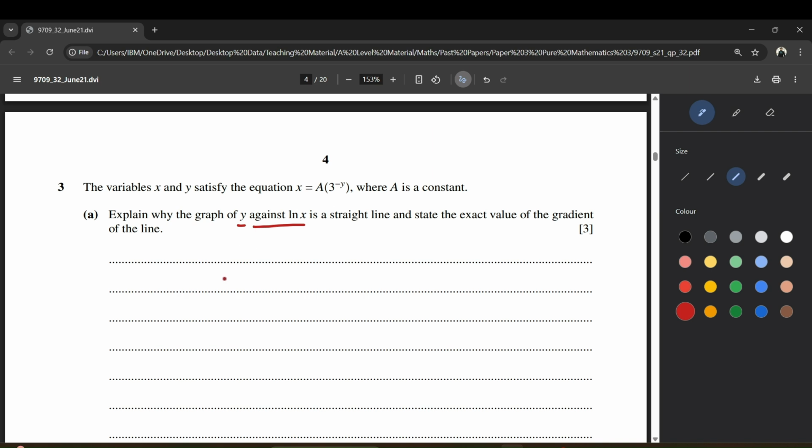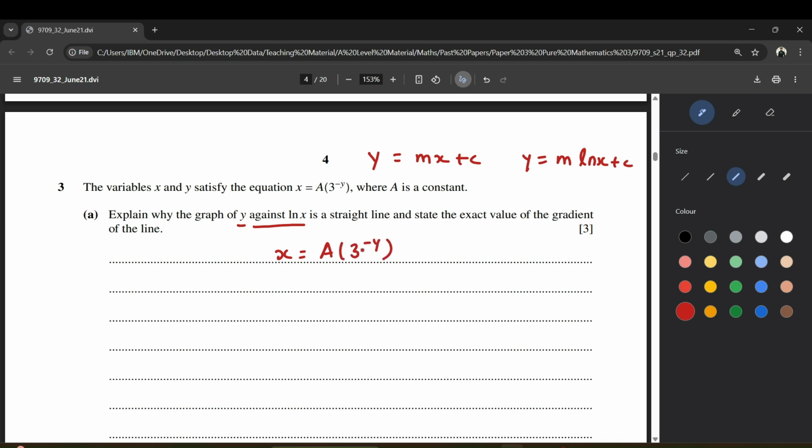Okay, so before we can prove that the graph of y against ln x is a straight line, first we have to rearrange the equation in the form y equals mx plus c. Then only can we justify this statement. Because your graph is going to be y against ln x, this is going to be in the form m times ln x plus c. All right, so first let us write down the original equation.